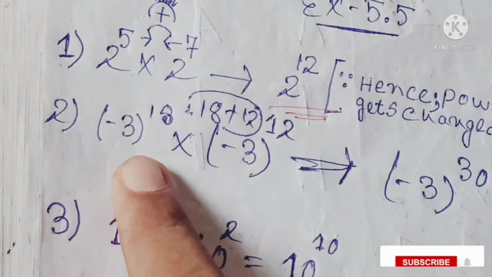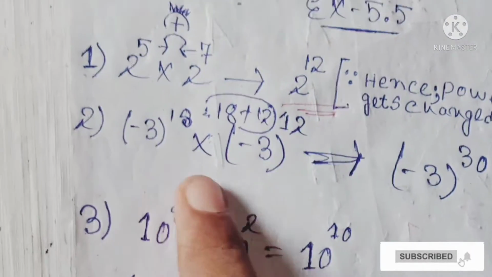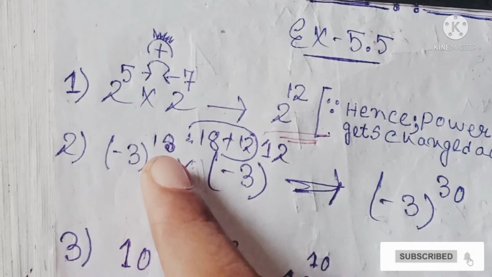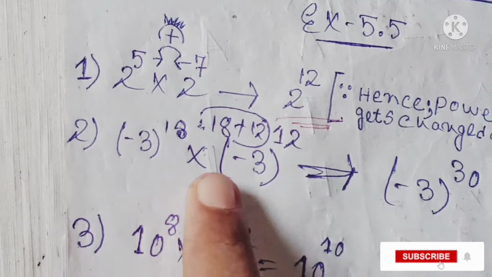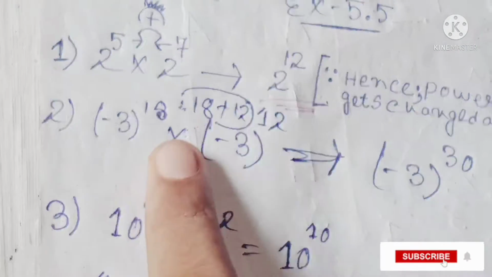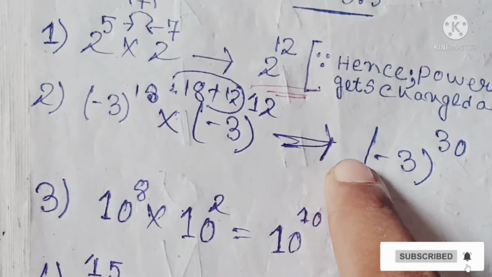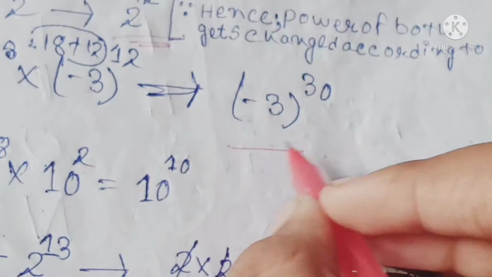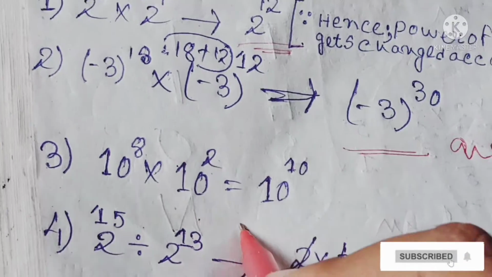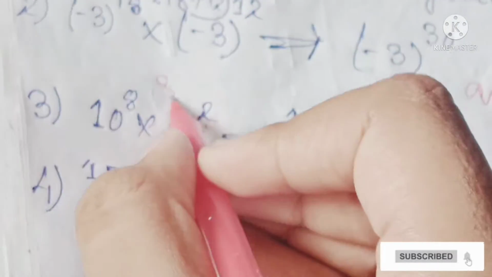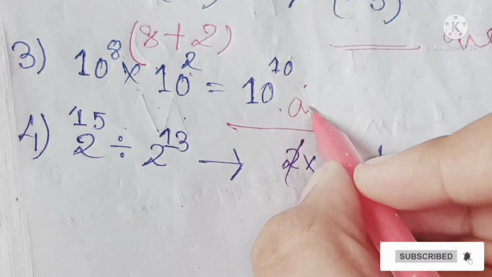And in number 2 it said minus 3 to the power 18 multiplied by minus 3 to the power 12 gives us what? I have told you previously in sum number 1 that according to the rule of multiplication, the powers on the two sides get added. That is, if we add 18 plus 12, our answer will be minus 3 to the power 30. So this is our answer. Okay. Now we are shifting to number 3. That is 10 to the power 8 multiplied by 10 squared. Similarly 8 plus 2 gives us the sum 10 to the power 10. So it will be our answer.